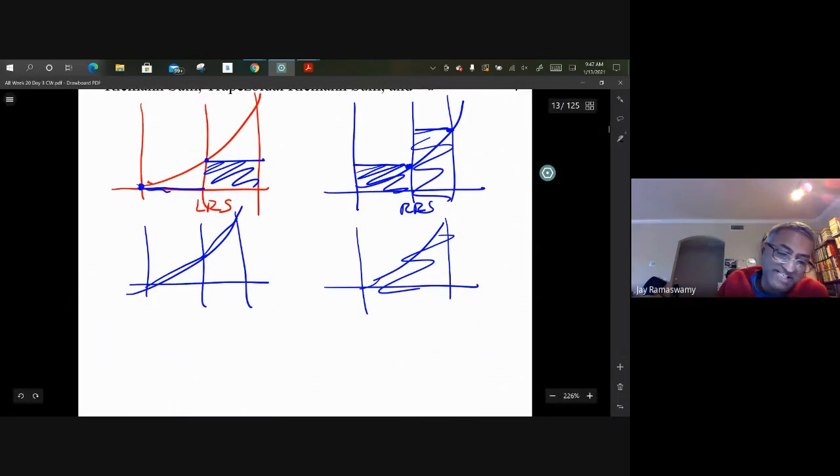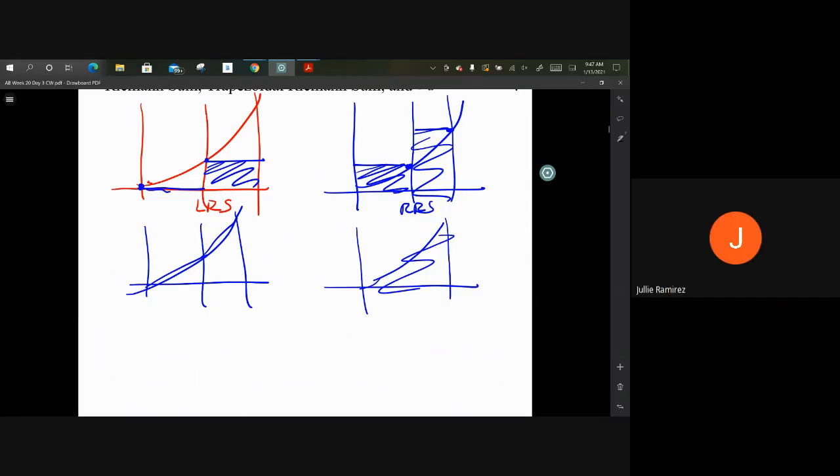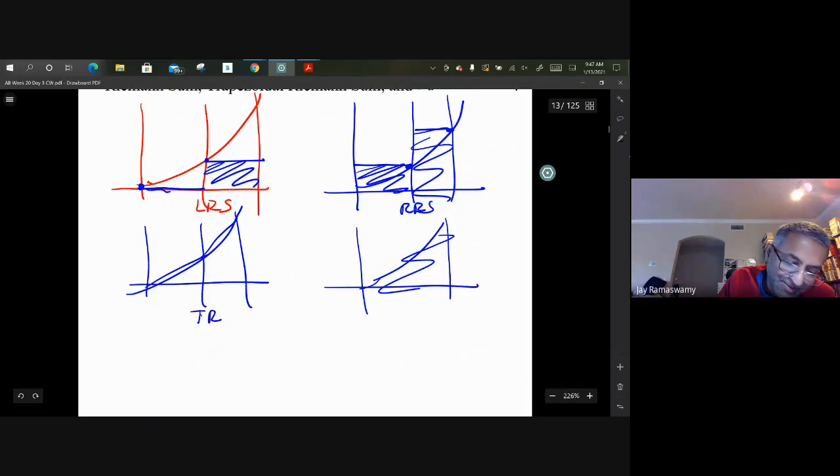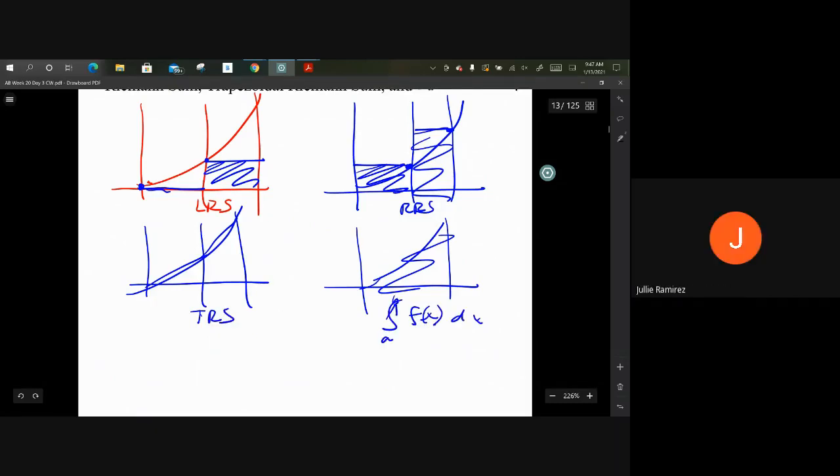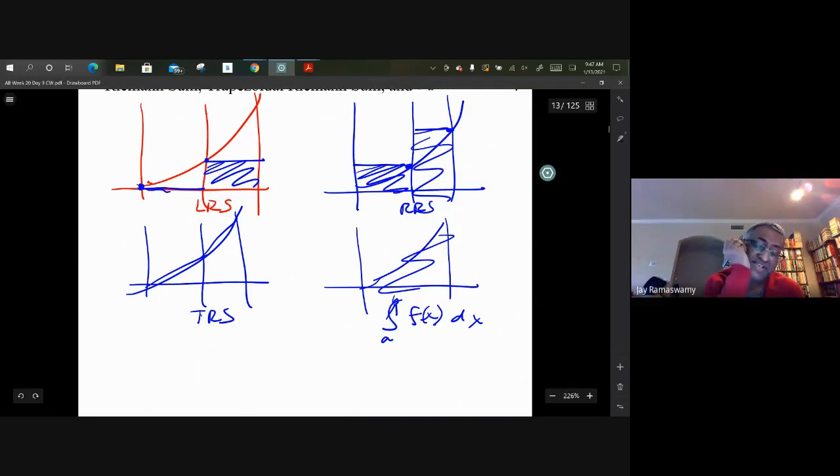Which is the smallest of these areas? The left Riemann sum. Okay, this is a trapezoid Riemann sum. This is the actual area, the integral from a to b of f of x. Is the left Riemann sum the smallest of these areas?